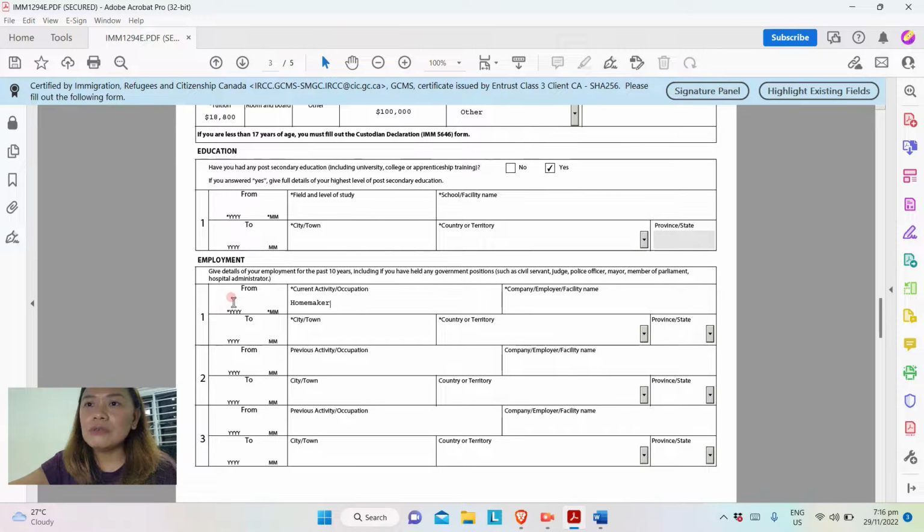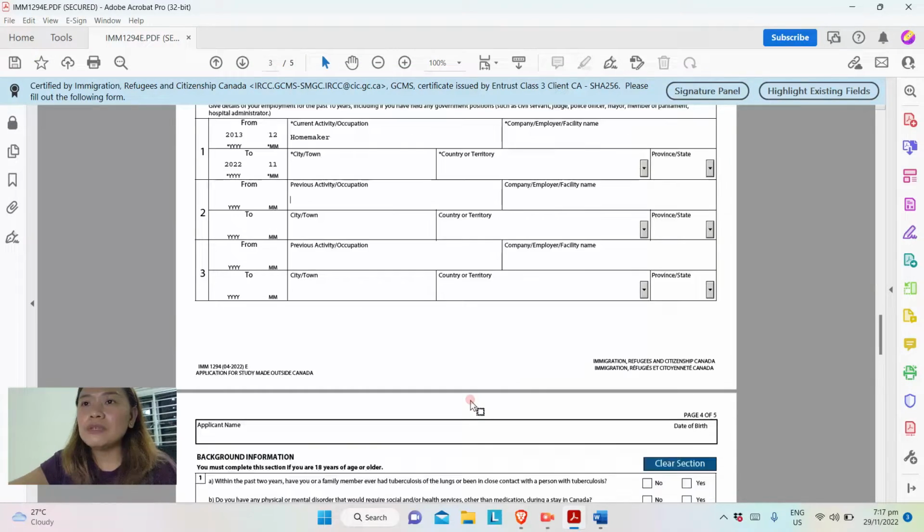So my dates would be from like 2013 December is when I stopped working, up to like, if for example I am going to lodge my application today or tomorrow, so just write the present date. So 2022 month 11. Okay, so city and town in the Philippines. This one, if you're a homemaker or you're not working, then this is not applicable. Country, Philippines, and all.